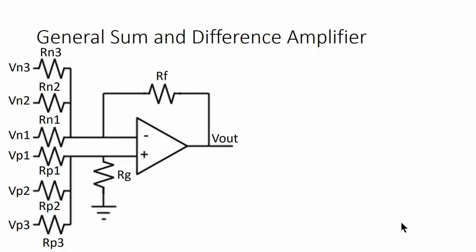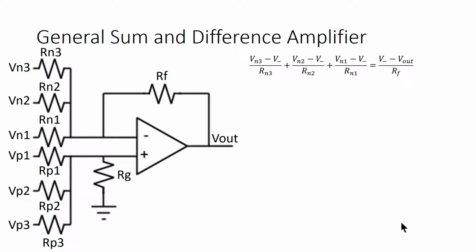Before we start, I want to chat about the naming conventions. RF has that subscript because it's in feedback. RG goes to ground. All of the RN resistors are attached to the negative input of the op-amp, and all of the RP resistors are attached to the positive input. As usual, we're going to try to find V- and V+, then set them equal to each other.